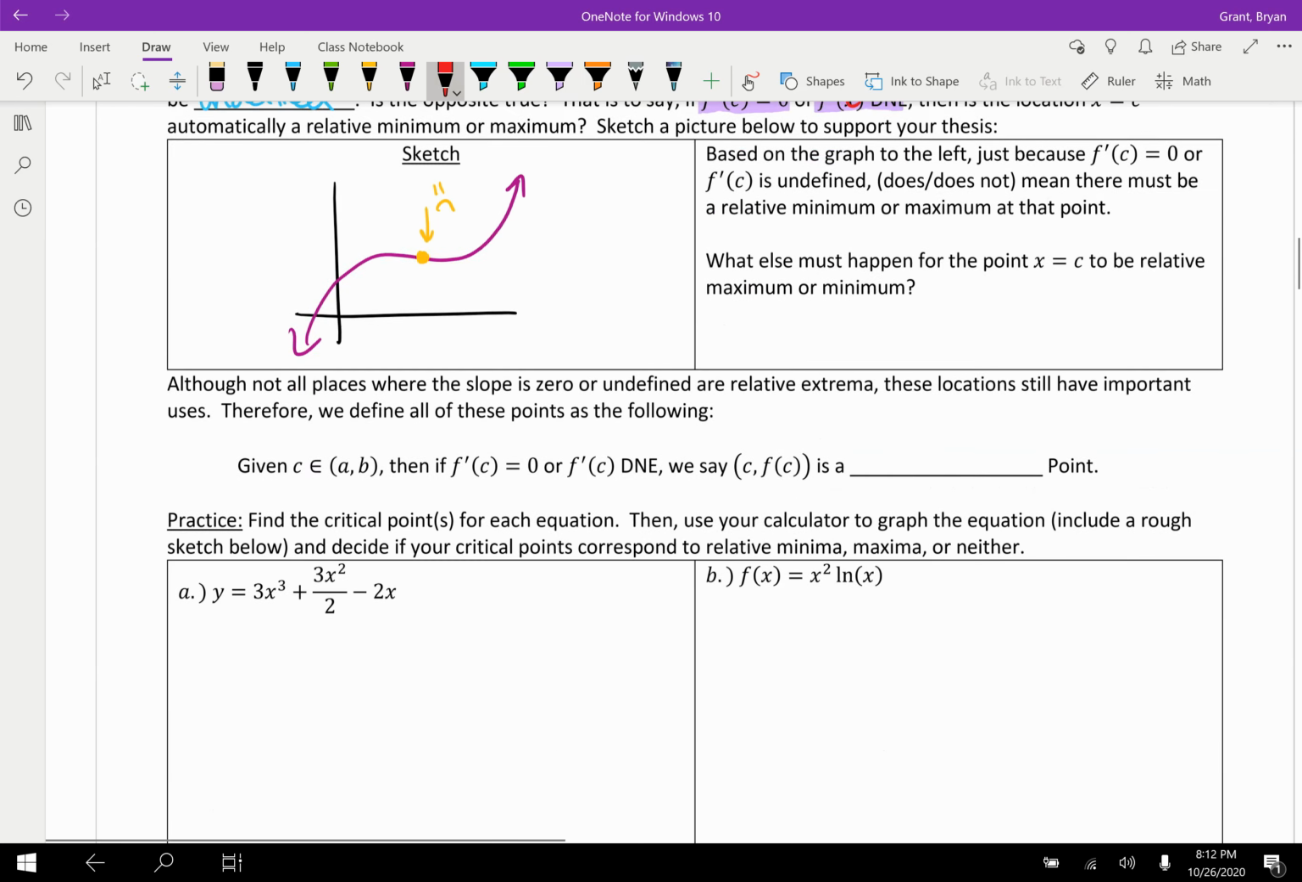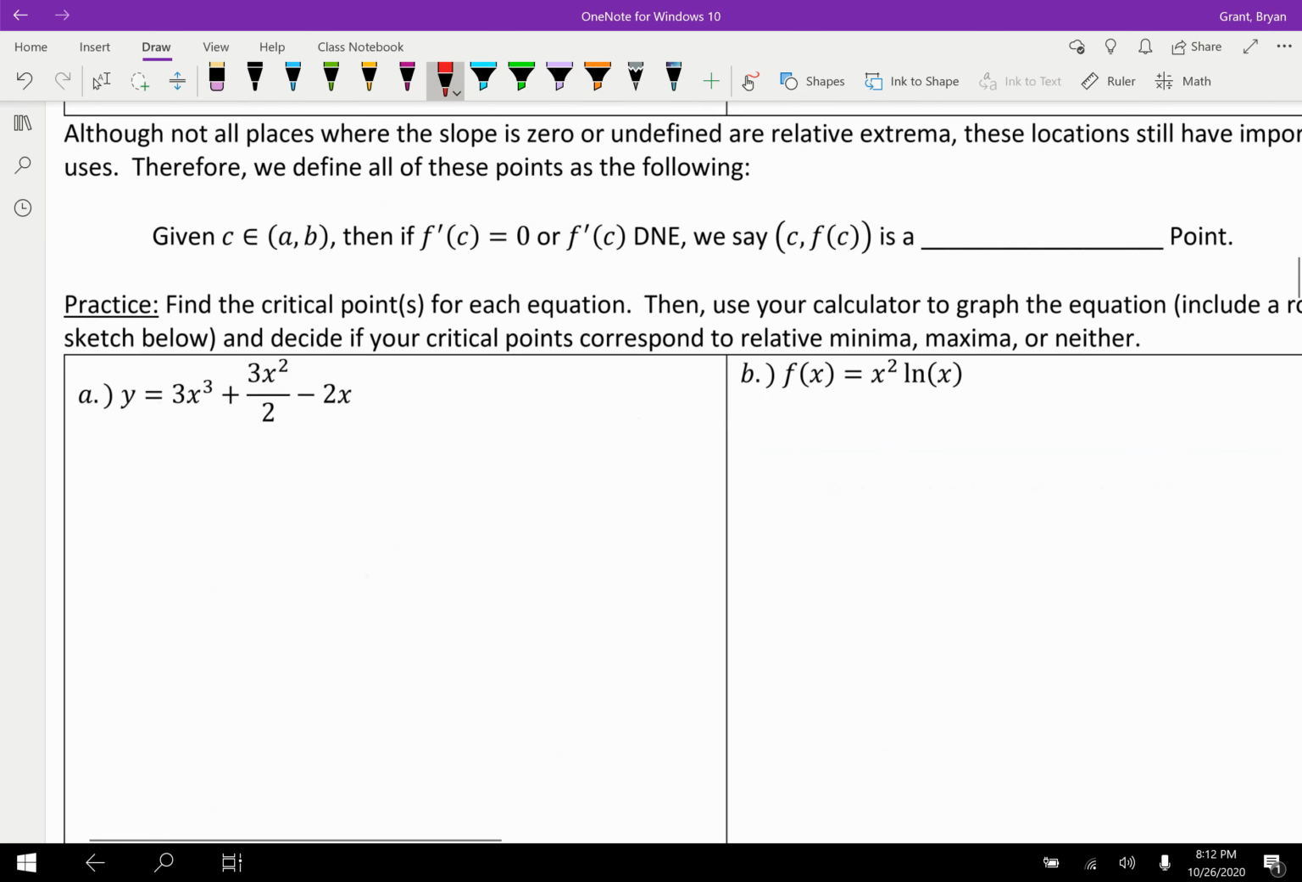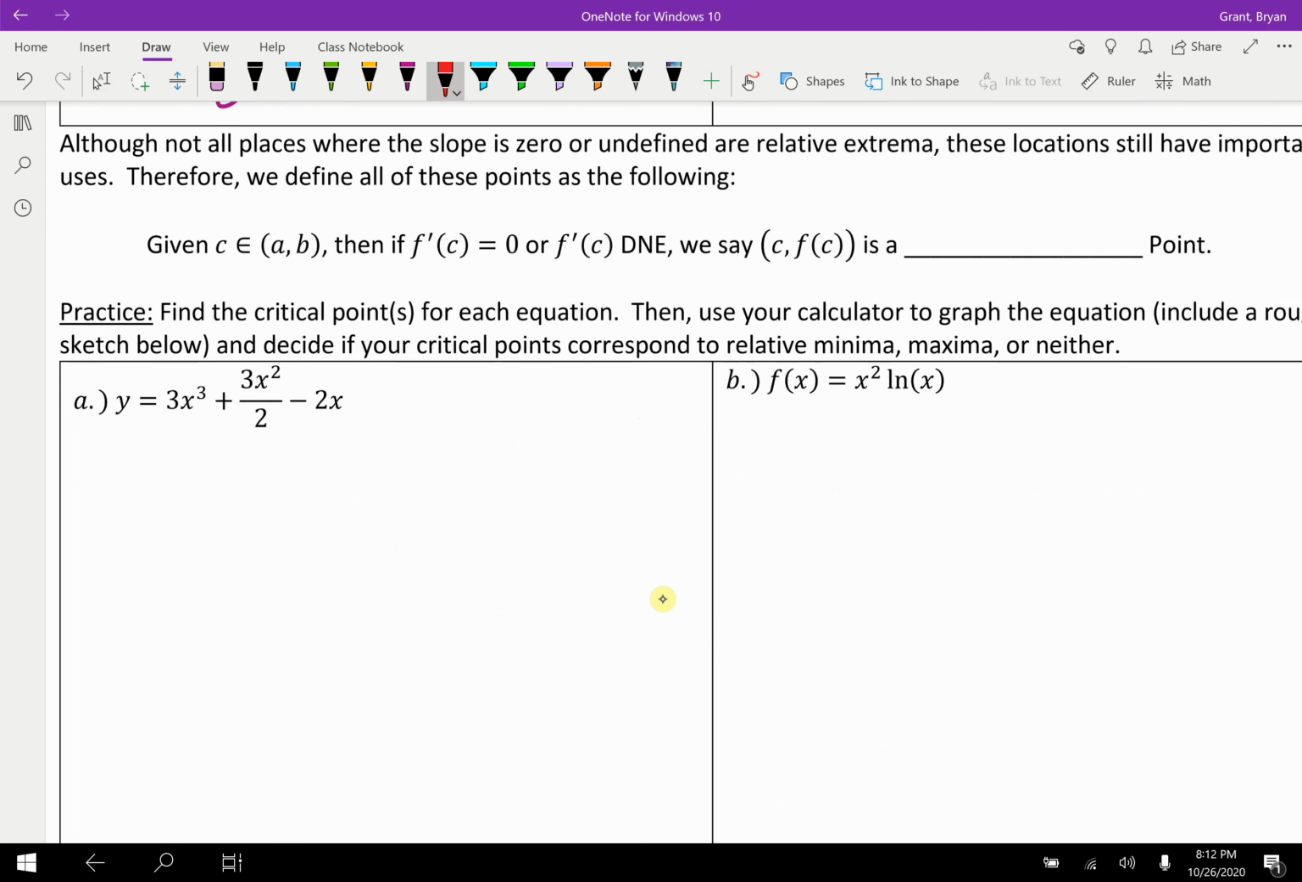Okay, so let's use some cool mathematical notation. Given that c is an element on an open interval, so essentially if you ignore the endpoints, and c is some value between the endpoints of an interval, then if f prime of c is 0 or f prime of c does not exist, we say the point c comma f of c, the actual point on the graph, is a critical point.